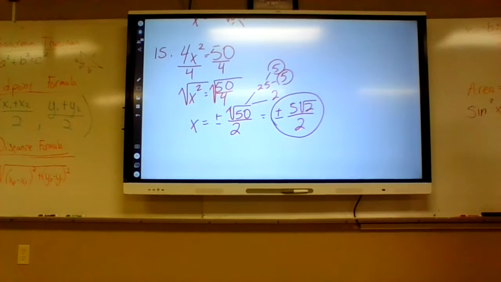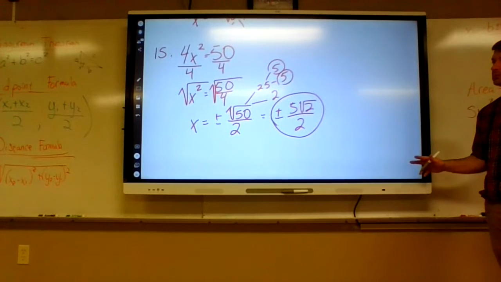Does that reduce? No. What if the denominator doesn't square up? Then you have to multiply the top and bottom by the denominator, because you can't leave a square root in the denominator. Or plug it in a good calculator.